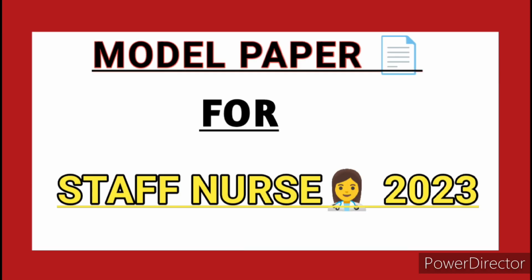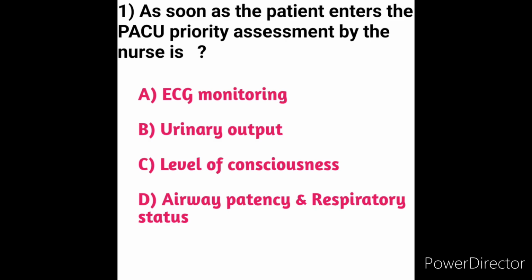Let's move on to the topic, model paper for staff nurse 2023. Question number 1. As soon as the patient enters the PACU, the priority assessment by the nurse is. PACU means post anesthesia care unit. So here, as soon as the patient enters the post anesthesia care unit, what is the priority assessment by the nurse? We will see the options. Option A, ECG monitoring. Option B, urinary output. Option C, level of consciousness. Option D, airway patency and respiratory status.